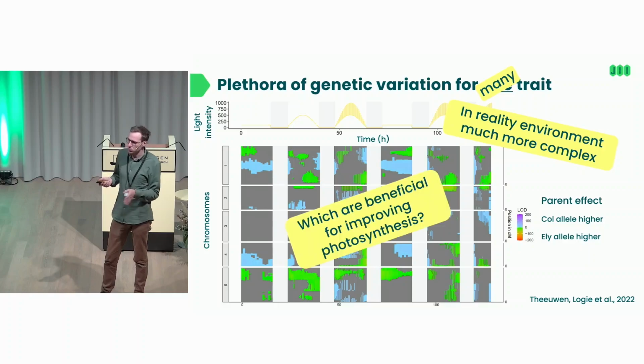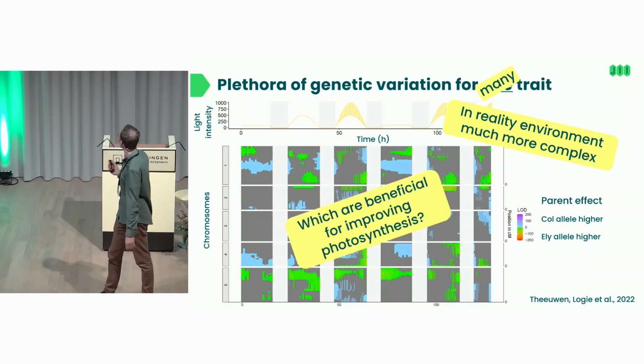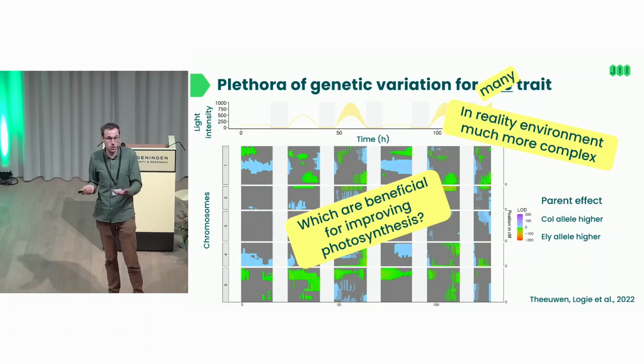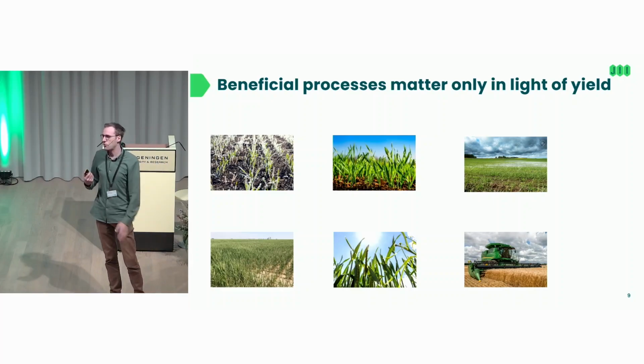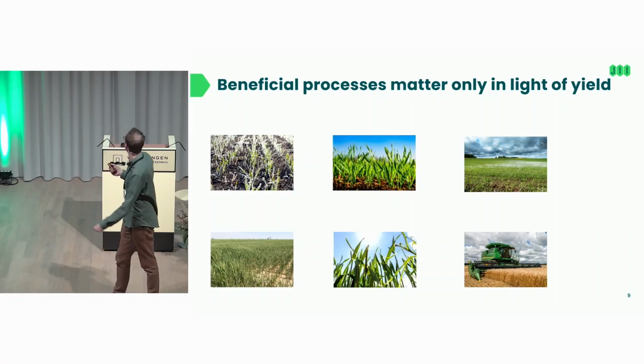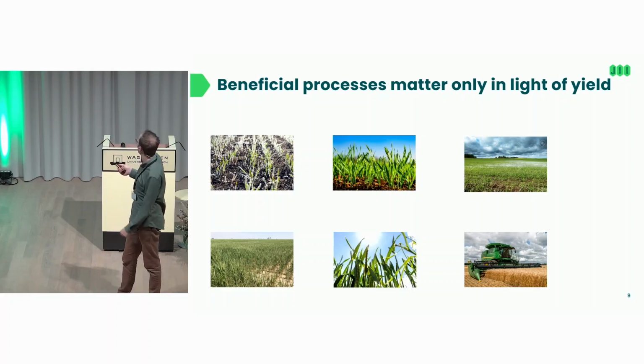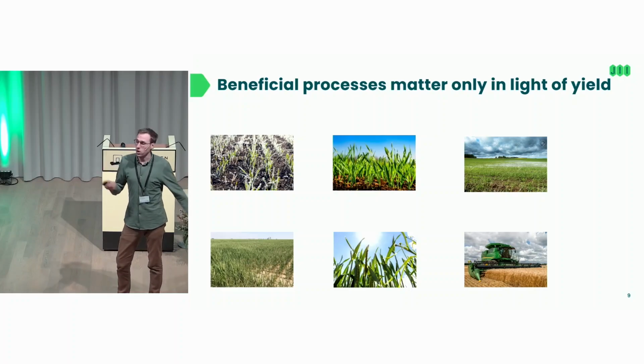Then the last thing, and it's probably an even more daunting task: we have all of this variation, but which of these alleles for these QTLs is actually important for improving photosynthesis? Because that highly depends on the environmental conditions, and it's not an easy question to answer. So I think the answer is that a certain allele for phenotypic variation for photosynthesis only matters in light of yield.